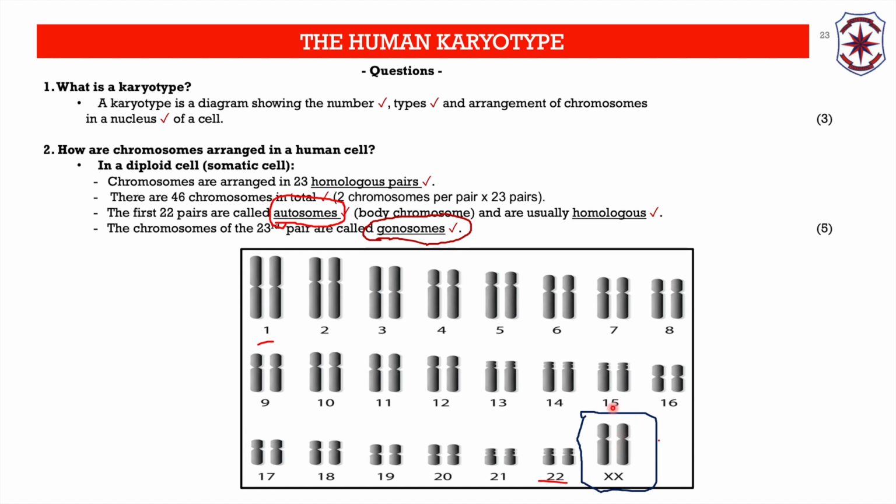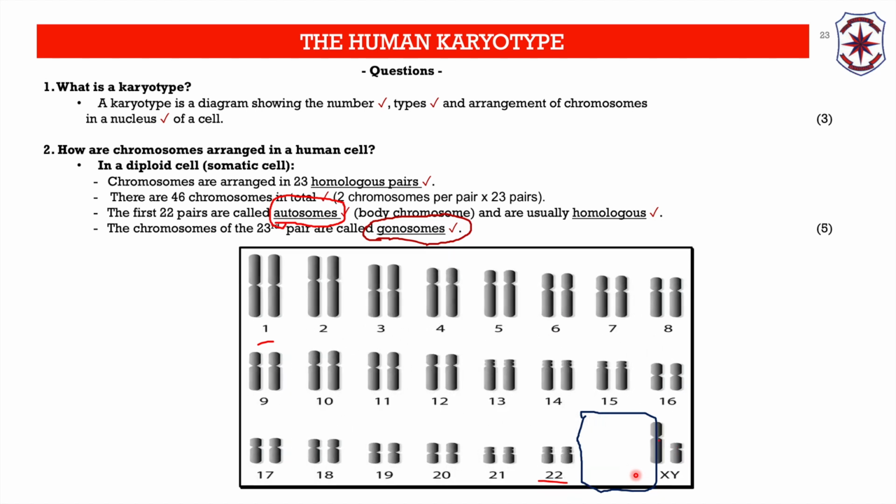Okay? Now, when we look at the gonosomes, when we want to determine whether this karyotype belongs to a male or belongs to a female, we specifically look at chromosome pair 23. We specifically look at our gonosomes. If the gonosomes are an XX, we say that karyotype belongs to a female. All right? However, if the gonosomes are XY, that karyotype belongs to an individual who is a male.